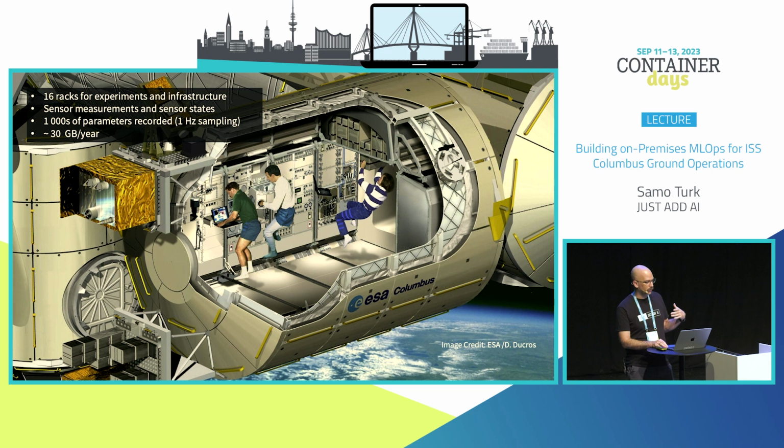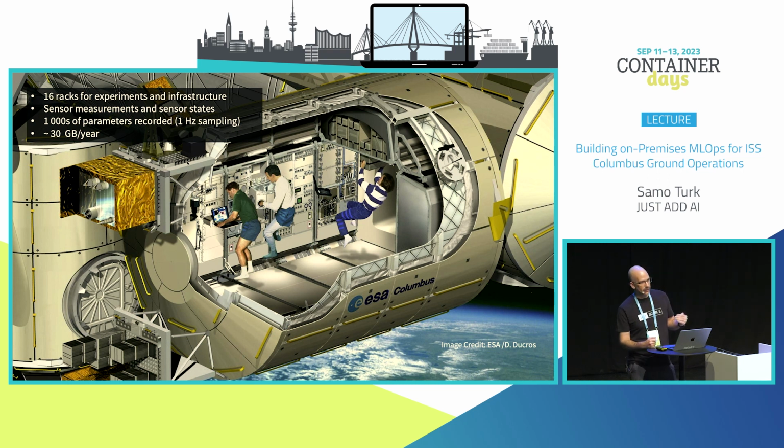How it looks inside, so it's a laboratory. It has racks for experiments and infrastructure, but also all over the place there are different sensors that are measuring different parameters, CO2, temperature, whatnot. So there are thousands of parameters recorded constantly with like 1 Hz sampling. This results in 30 gigs of data per year compressed, or 600 gigs uncompressed.